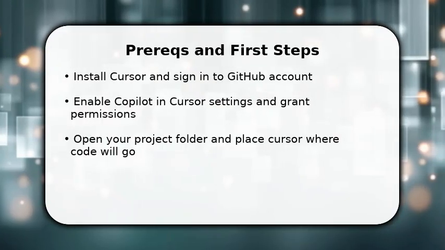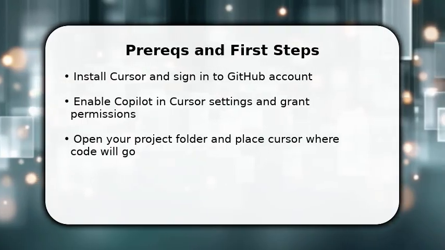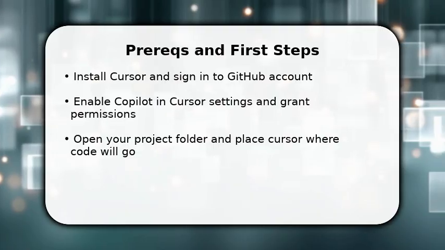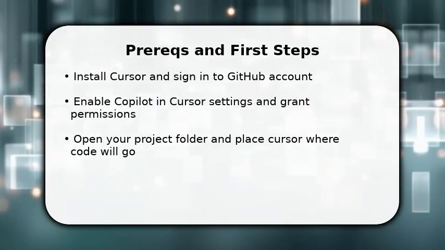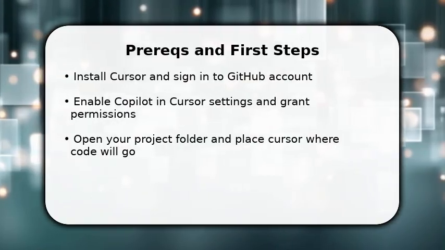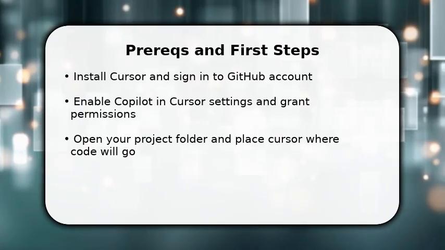You have Cursor installed and Copilot enabled. Now start by opening the project file you want to edit. First, sign into GitHub inside Cursor so Copilot can access suggestions. Once done, position the text cursor where you want generated code or comments.